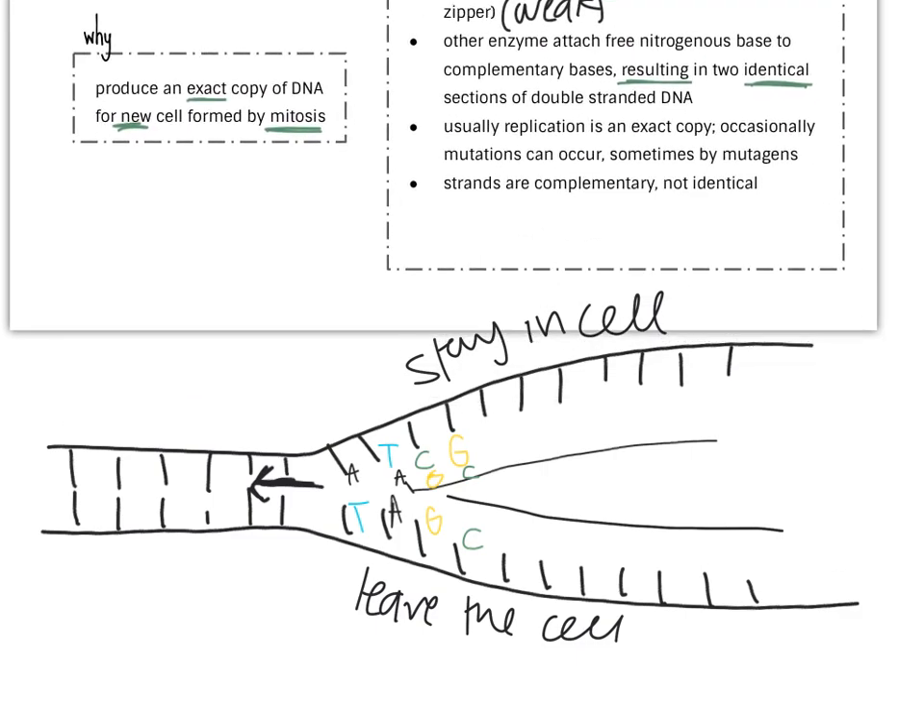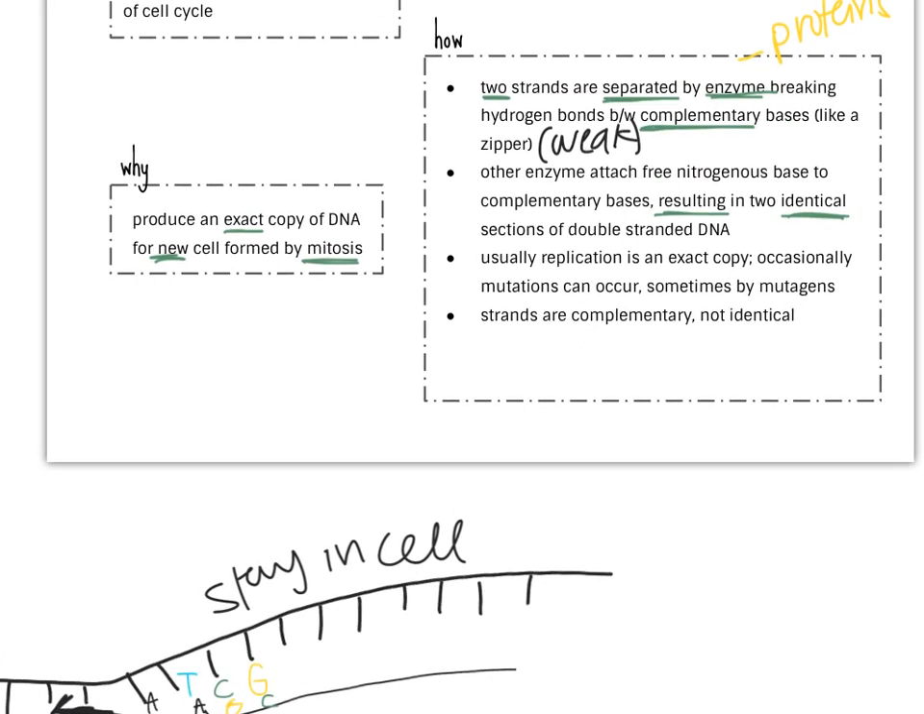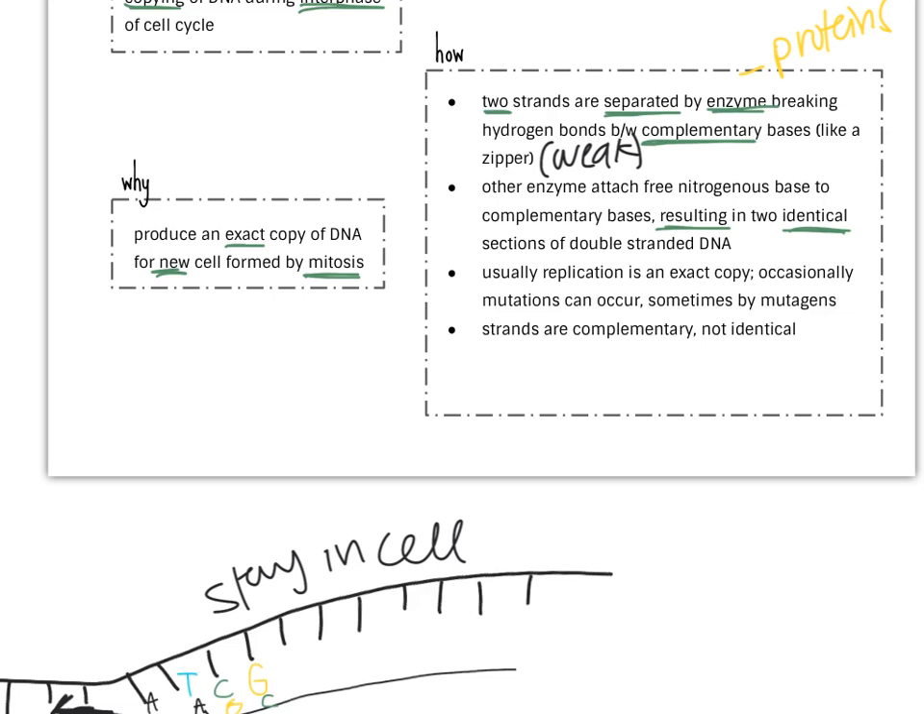Okay, so going back up here, usually replication is an exact copy because we want it to be an exact copy, obviously, so that all of the genetic information is the same in all of our cells. So usually replication, or making new DNA, is an exact copy. But occasionally mutations can occur, and these are sometimes caused by mutagens, which we'll talk about in depth a lot more later.